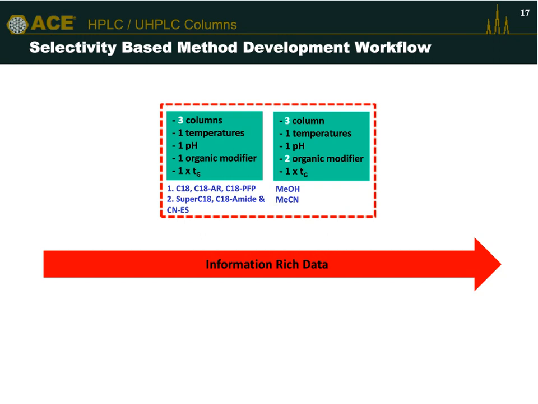So based on the workflow that I showed you towards the beginning of this seminar, I showed you 5 boxes. What I've now done is shrunk those 5 boxes down to 2. So we have 3 columns, 2 solvents, but we've still got an information-rich data process that should allow us to fully explore selectivity.